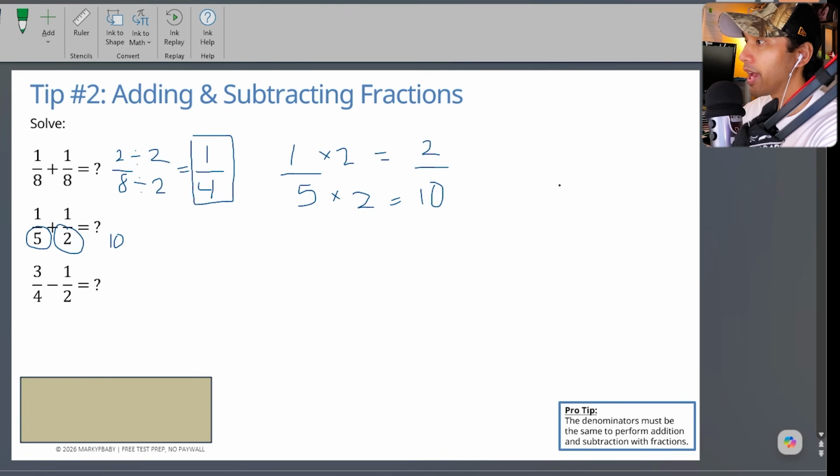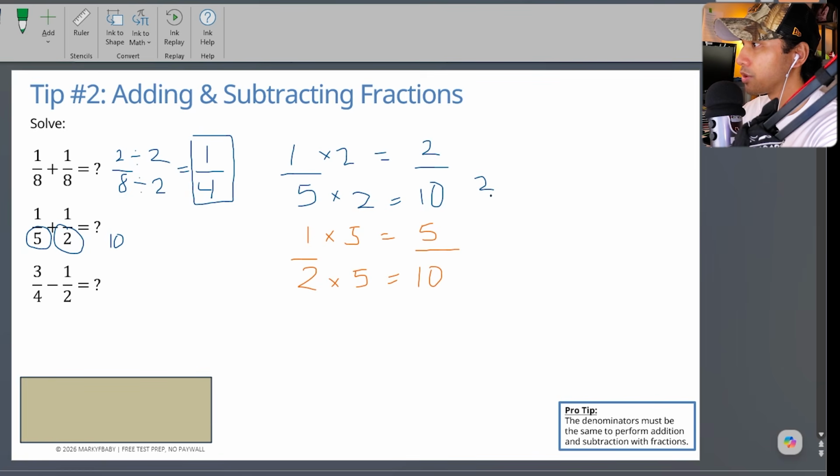Now let's work with the 1/2. 1/2, and I'm going to use a different color. 1/2, how can we get to 10? We multiply the 2 by 5, that equals 10. And then we must do the same to the numerator. And then we get 5 over 10. Now we can add these fractions. So let's go ahead and do it right here. I'm going to change the color.